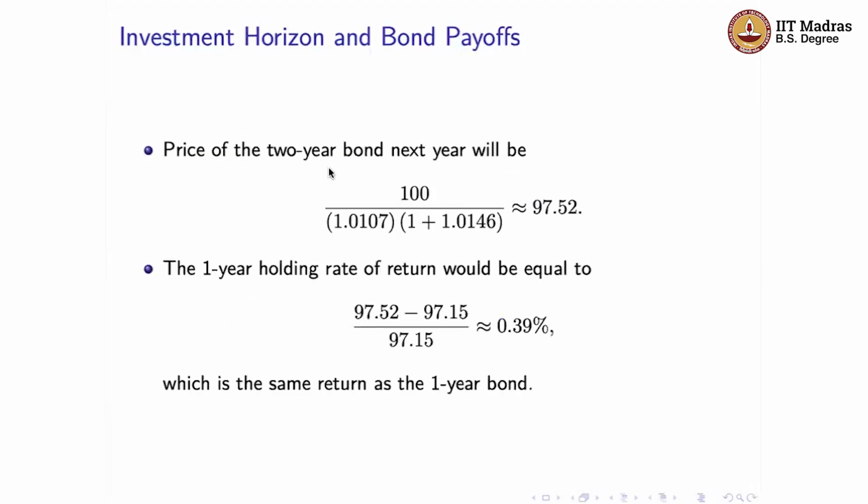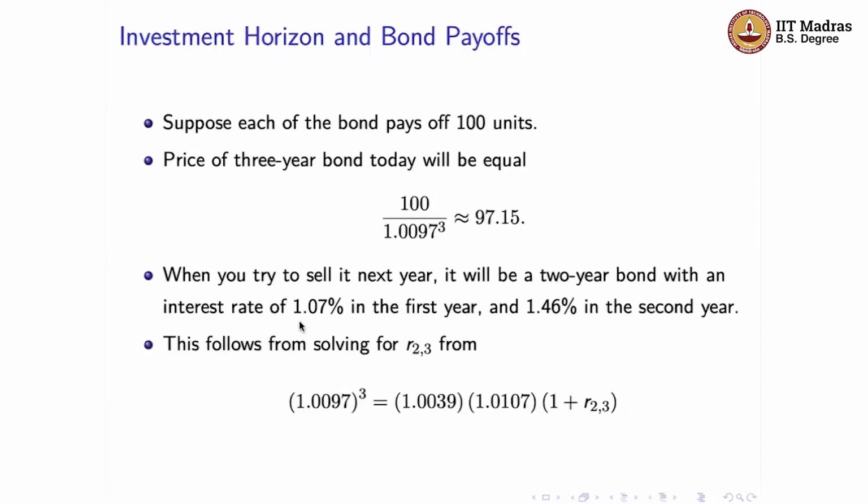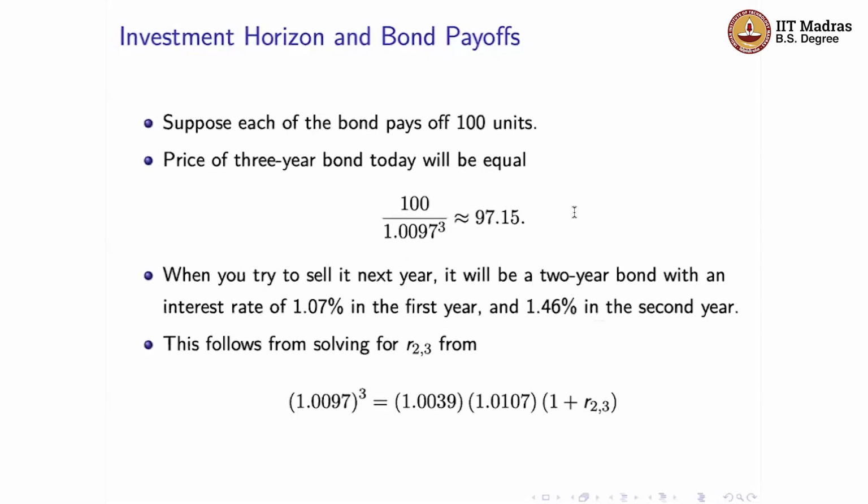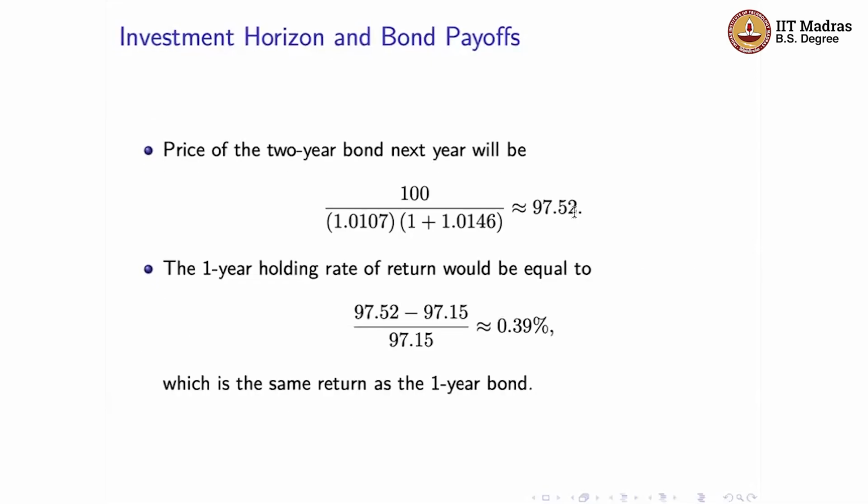In that case, what will be the price of the 2 year bond next year when you sell it? From next year's perspective, this is a bond that is going to pay off 100, with rates of 1.07% and 1.46%. So you can discount it by 1.0107 multiplied by this expression, and you end up getting 97.52. By the way, this should not be 1 plus this, it should be just 1.0146. This allows you to go back and think a bit more.